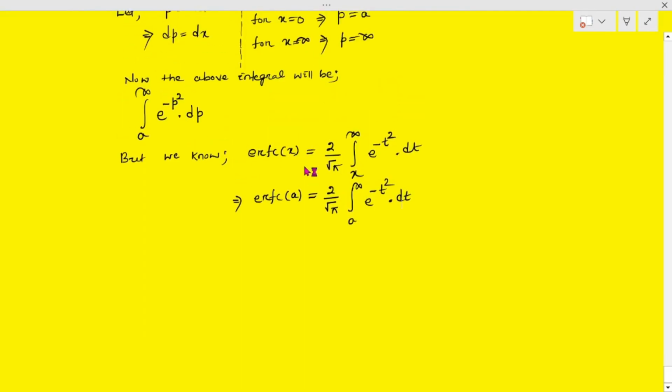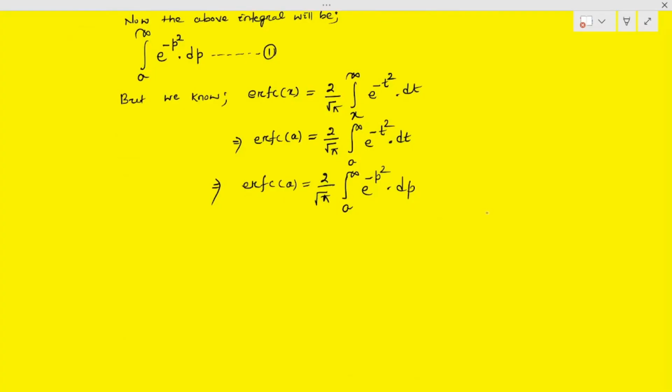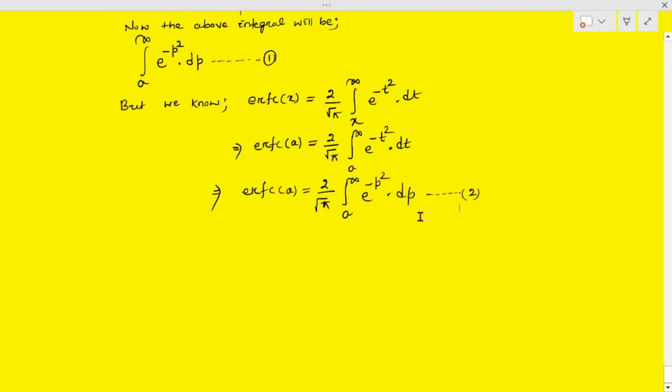So instead of x, if we are going to consider a, obviously the limits will be a to infinity, e to the minus t square dt. And as t square is your dummy symbol, we can write the complementary error function of a equal to 2 by root pi, integral from a to infinity of e to the power minus p square dp. Consider this is your equation number 1, and this is your equation number 2.